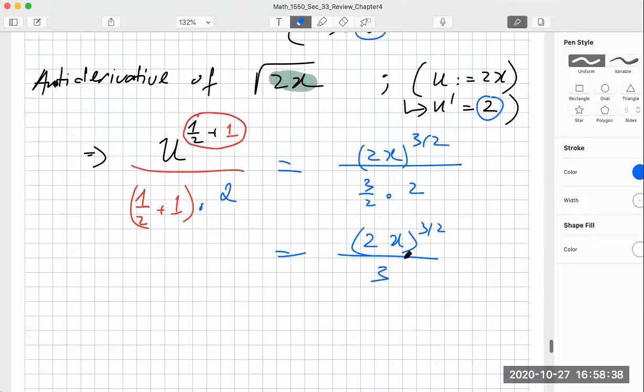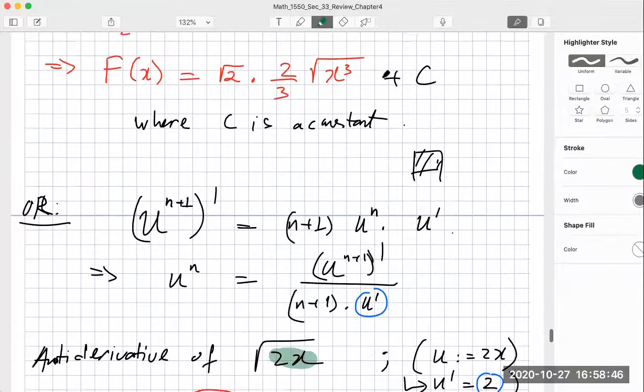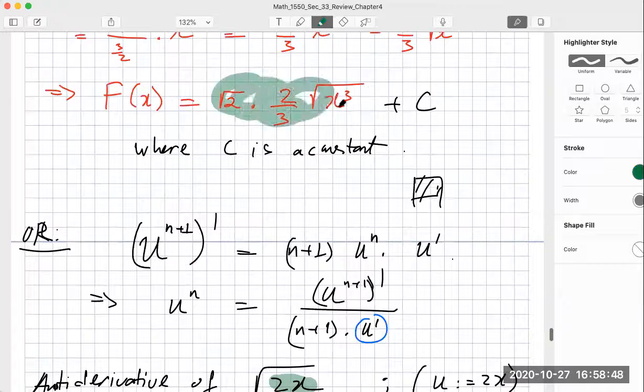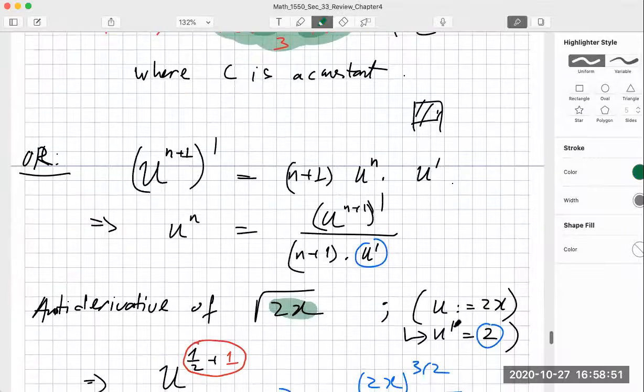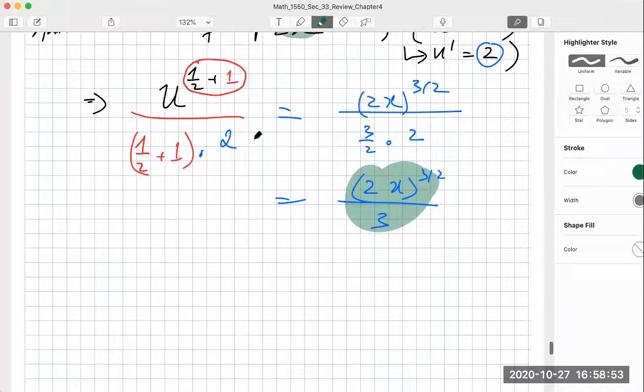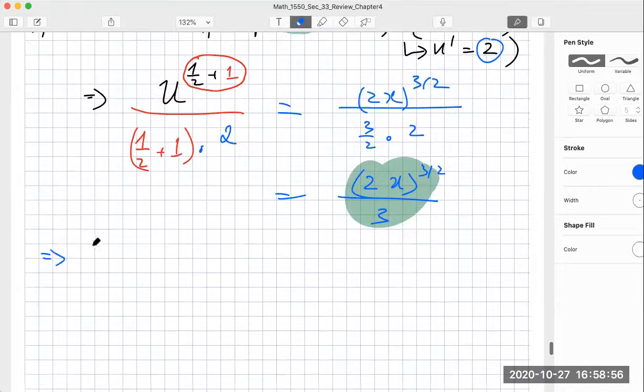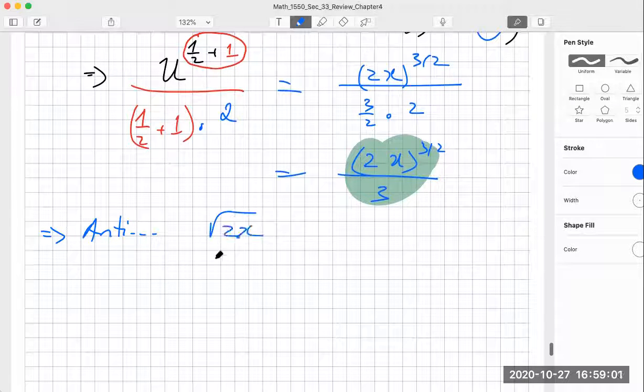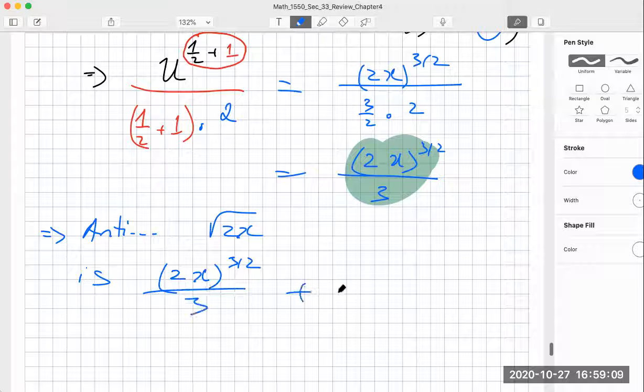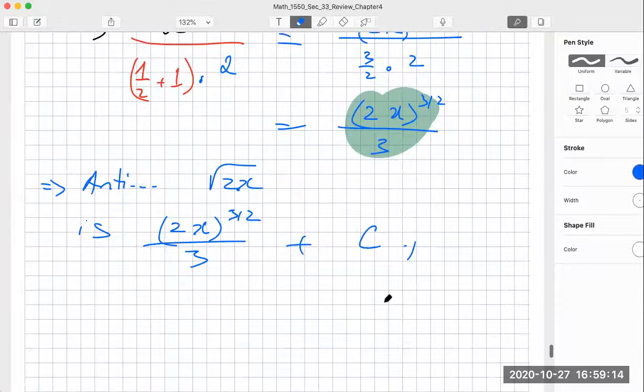And we see that this is exactly the same as the result we found here. They are the same thing. So the antiderivative of square root of 2x is 2x to the 3 over 2 over 3 plus a constant. This is another way to solve it that is harder to see.